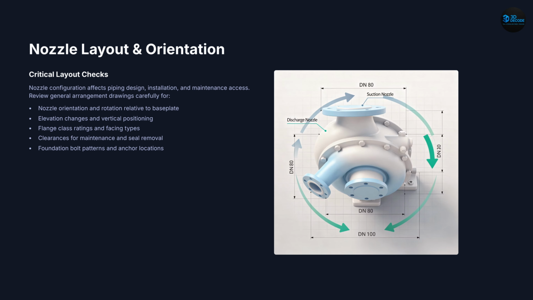Slide 11. Nozzle and GA review. Check nozzle orientation and layout. Ensure piping flexibility and maintenance access. Verify clearances for installation.